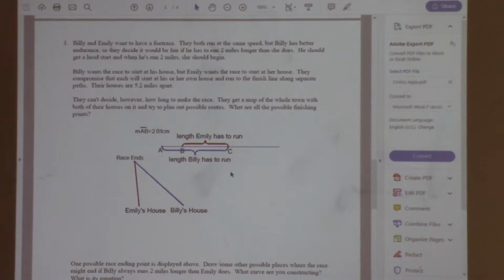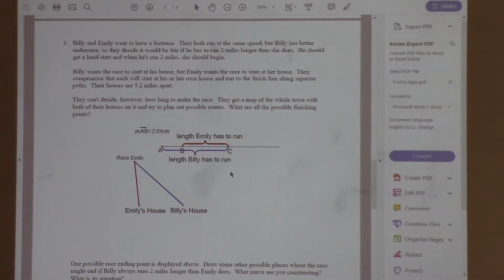All right, Billy and Emily want to have a foot race. They both run at the same speed, but Billy has better endurance. So they decide it would be fair if he has to run 2 miles longer than she does. He should get a head start, and when he's run 2 miles, she should begin. Billy wants the race to start at his house, but Emily wants the race to start at her house.